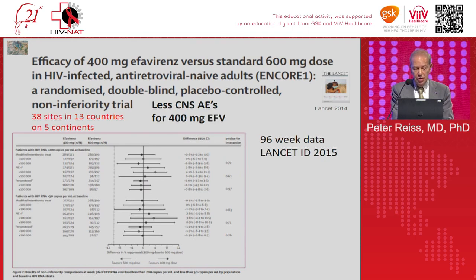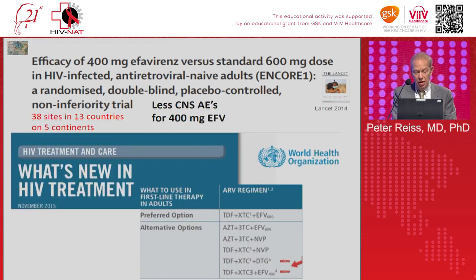An example is shown here, the ENCORE study, which demonstrated the non-inferiority and decreased toxicity of reduced versus standard dose efavirenz, and this was a study, mind you, conducted in 38 sites across 13 countries on 5 continents. The primary 48-week results of which were published in The Lancet in 2014, and after the durability of this strategy, the 96-week data were published in Lancet ID the following year. This led to this regimen becoming listed as an alternative option in the WHO guidelines published in November 2015, talking about impact.